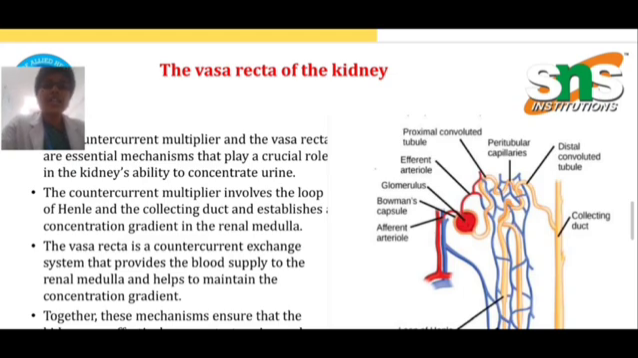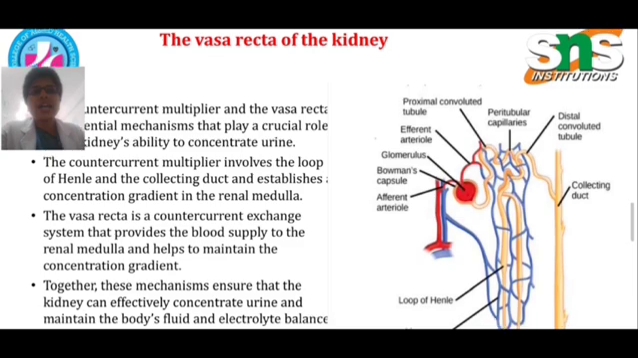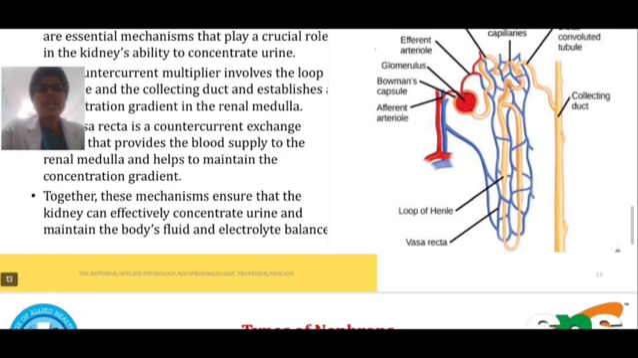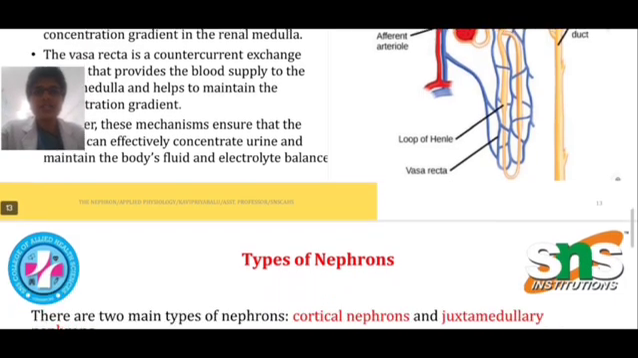So the countercurrent multiplier, involving the loop of Henle and collecting duct, establishes the concentration gradient in the medulla. The main thing: the vasa recta is a countercurrent exchanger of the blood supply in the renal medulla and helps to maintain the gradient. Together, these mechanisms ensure the kidney can effectively concentrate urine to maintain the body's fluid and electrolyte balance.